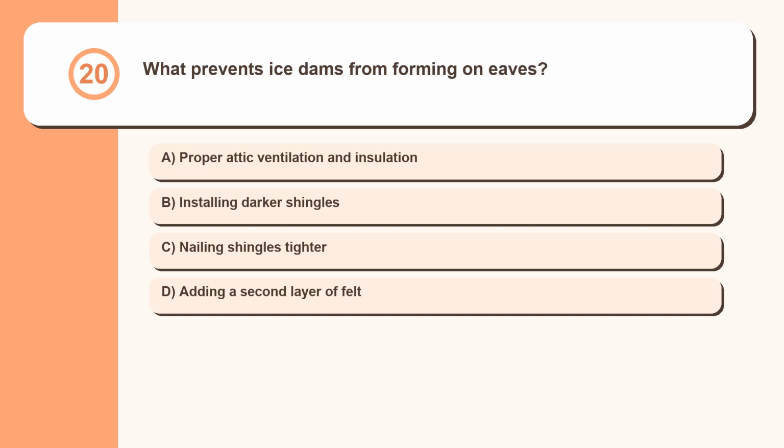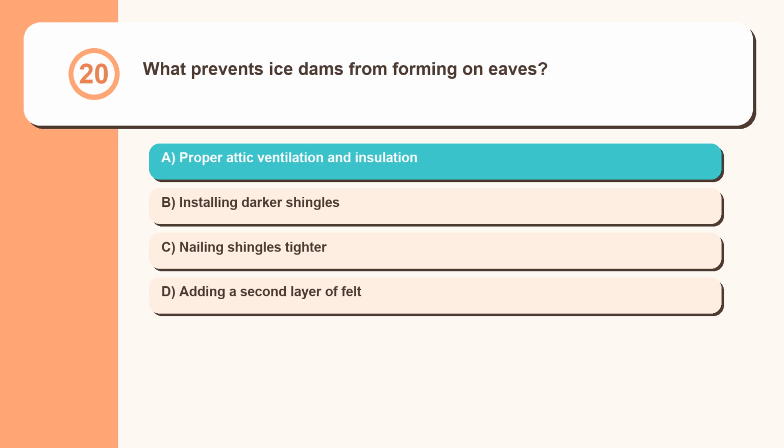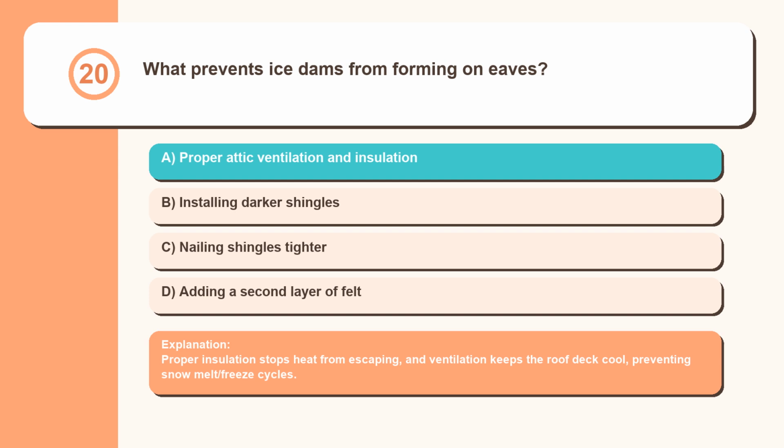Question 20. What prevents ice dams from forming on eaves? Proper attic ventilation and insulation, installing darker shingles, nailing shingles tighter, adding a second layer of felt. Proper insulation stops heat from escaping, and ventilation keeps the roof deck cool, preventing snow melt and freeze cycles.